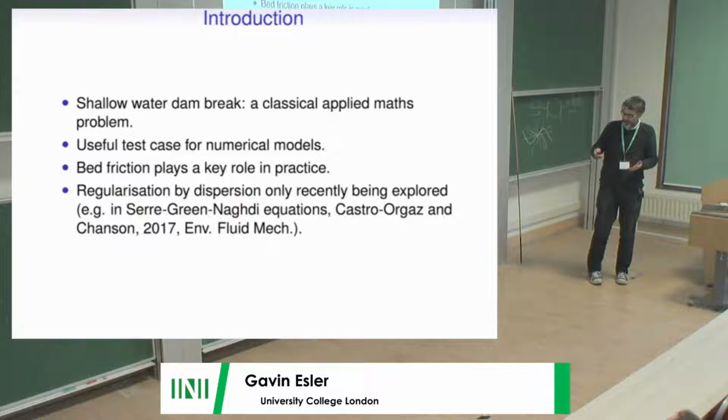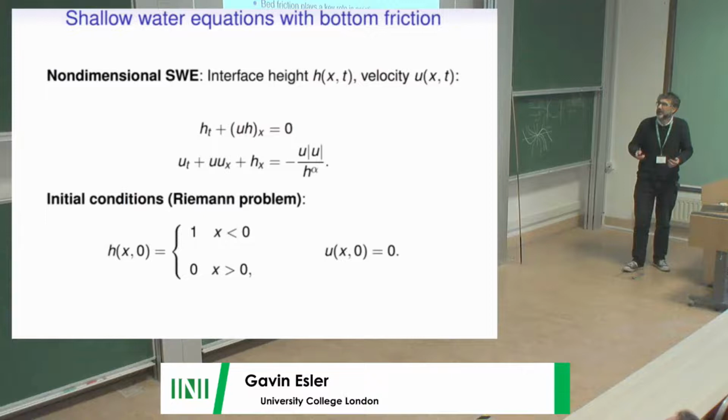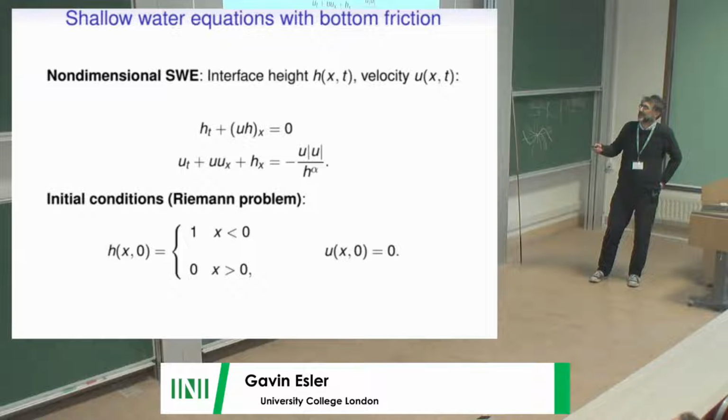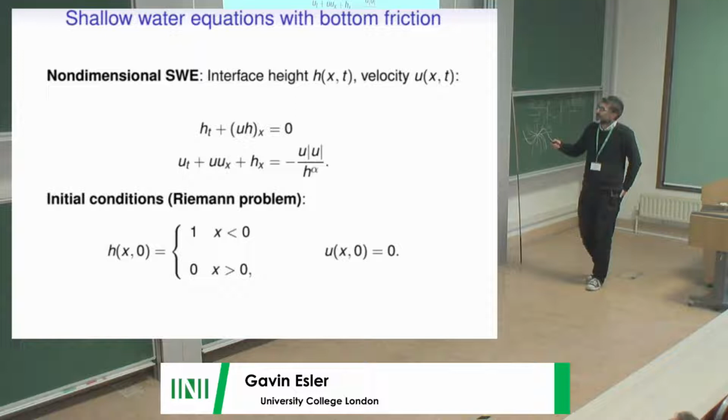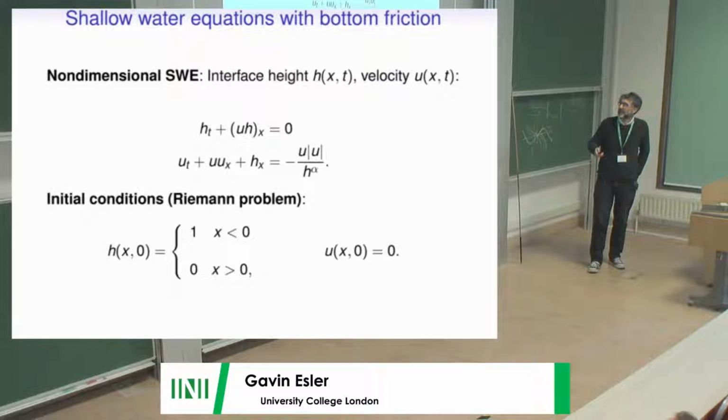So what's the problem that I'm going to solve? Well, we have the shallow water equations in absolutely standard form, non-dimensionalized in a particular way I'll talk about in a moment, so that you have an equation for height, fluid depth h, and velocity u. And there's a friction term there, which I'll come to in a moment. Everything's non-dimensionalized so that constants are unity in the problem.